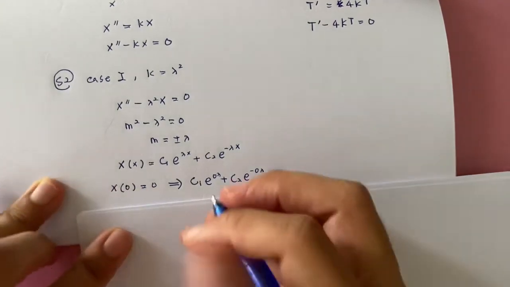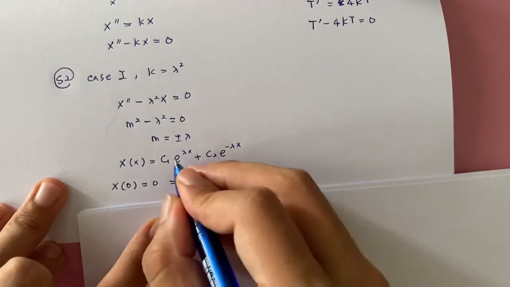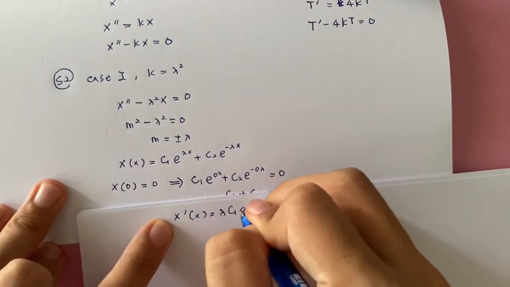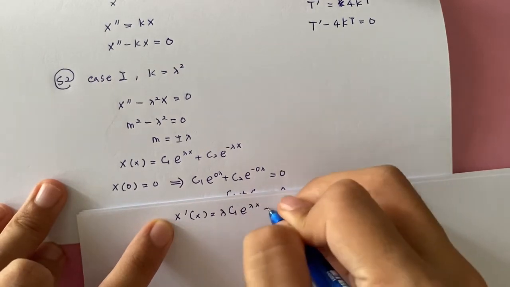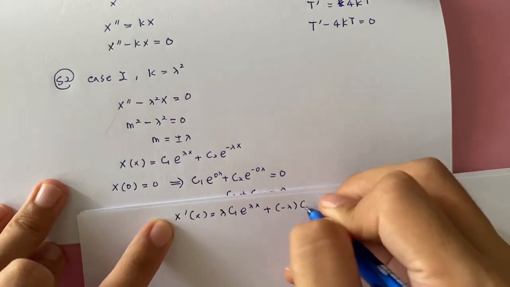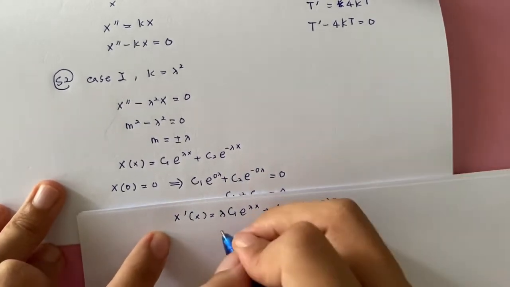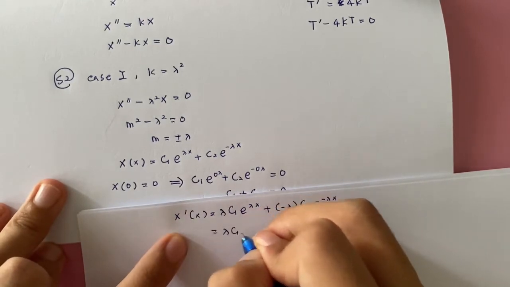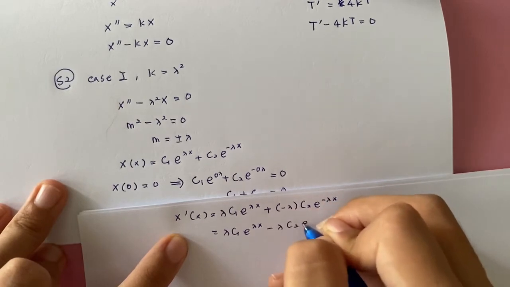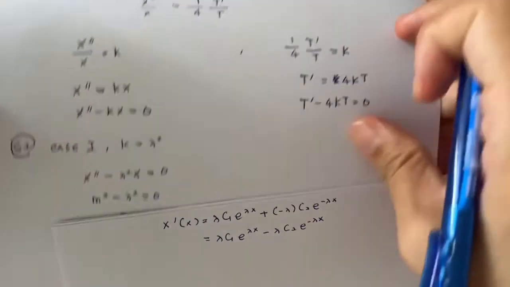Then find x prime. X prime of x is equal to, for this one, λc1 e^(λx) plus minus λc2 e^(-λx). So this is equal to λc1 e^(λx) minus λc2 e^(-λx). So you have your x prime.